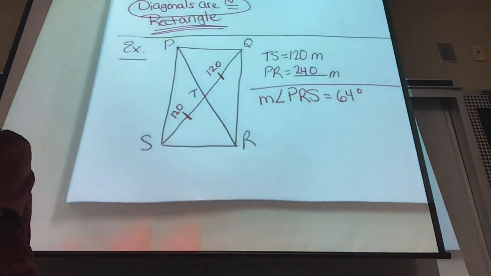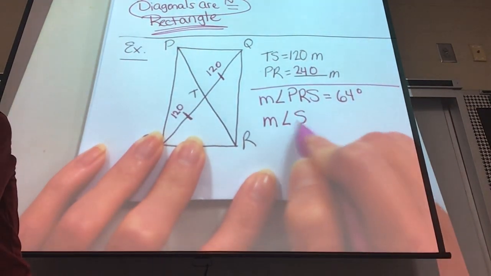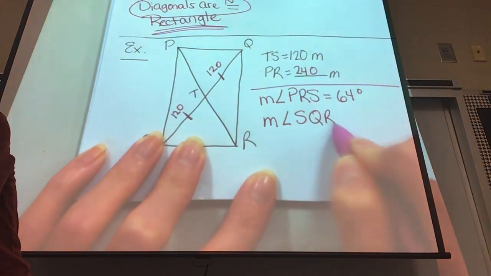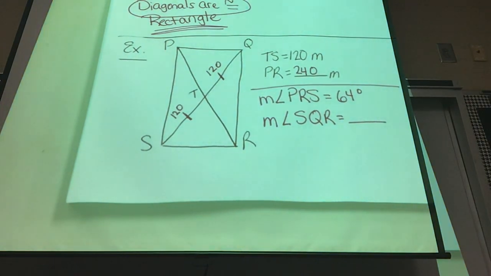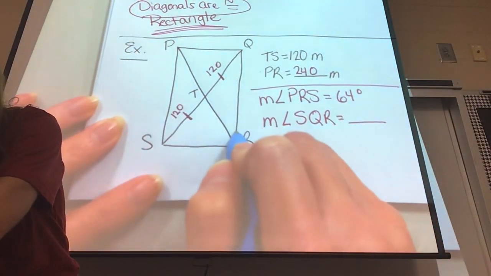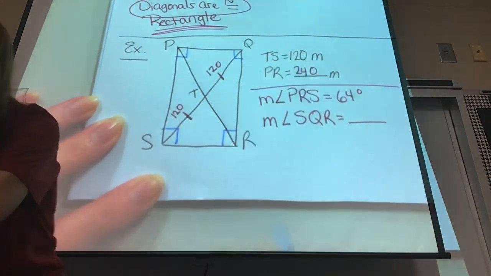So they want us to find the measure of angle SQR. We want to know what that equals. Now, first of all, what do I know about every angle? They're 90 degrees. I know that every angle in this rectangle is 90 degrees. So I'm going to go ahead and put my little boxes here, because I know every angle is 90 degrees.